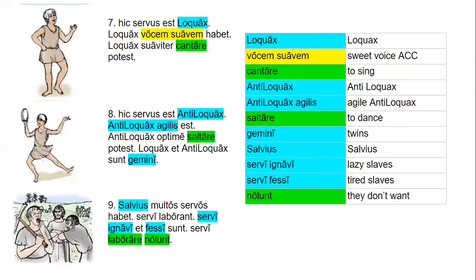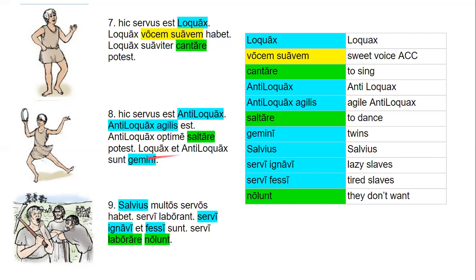He's easily able to move around, but he can't sing, unfortunately. So agilis is going to be predicate nominative modifying Antiloquax with est. Antiloquax optime saltare potest. So what this means is Antiloquax is able to dance. Saltare: you can think of salsa dancing if you want to, or exalted. Both of those will probably give you a good sense of how to remember salto. Optime is an adverb modifying saltare. So Antiloquax is able to dance very well, or extremely well, the best.